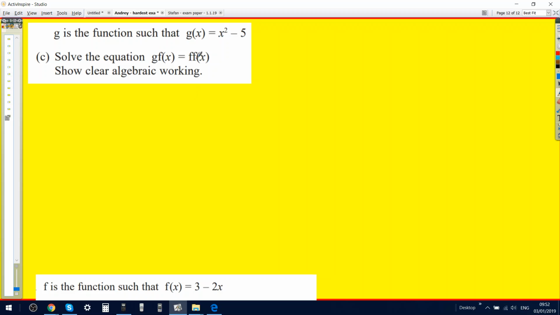They would have to be equal to each other. So this is a tricky one, to say the least. So let's say the g of f of x. So the g of the f of x. Well, what is the f of x?